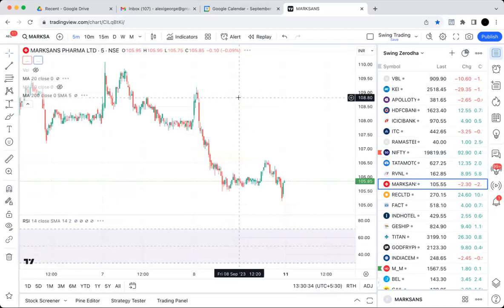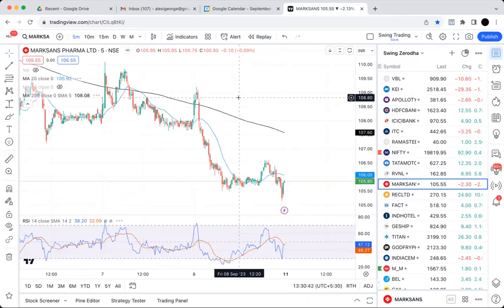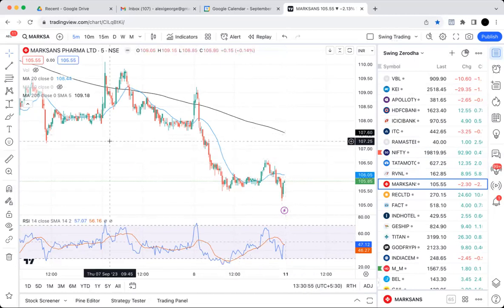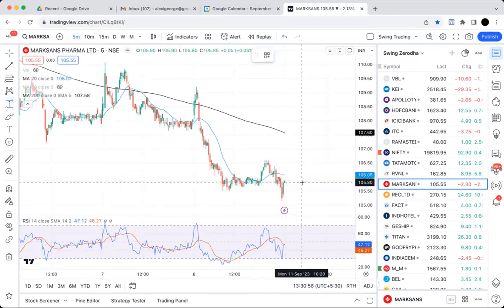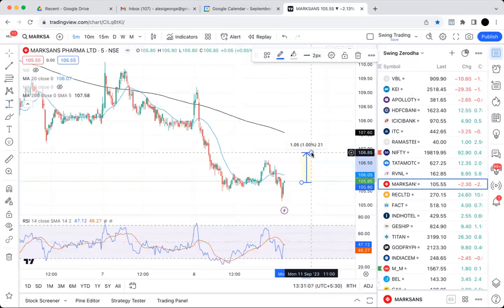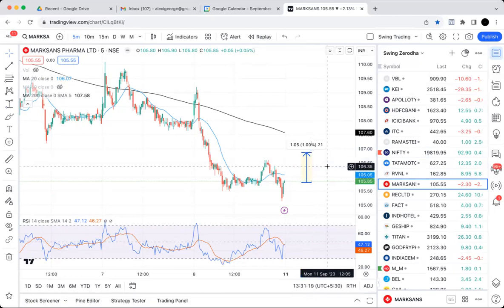Next one is Mark Sands Pharma. All right. Would I enter in this one? All right, here it is. So you have now the 20-period moving average gone below the 200. And what will happen? The 20 will come back up to the 200. Now, if it does, will there be enough to make 1%? The 1% will be right about here. That's 1%. If my entry is about 105.80, then I would go up to 106.85. Is that enough? Well, that would work.